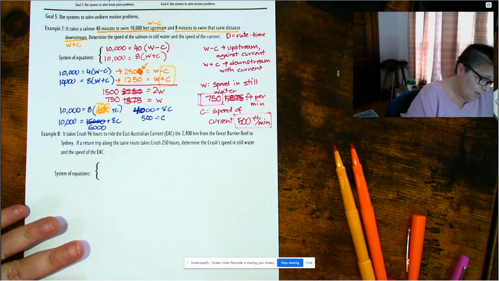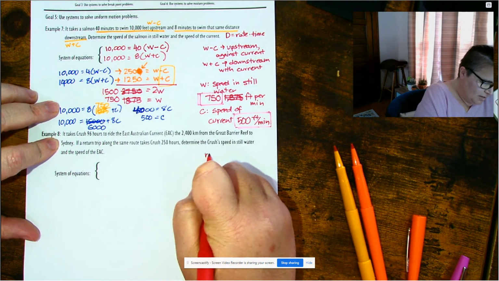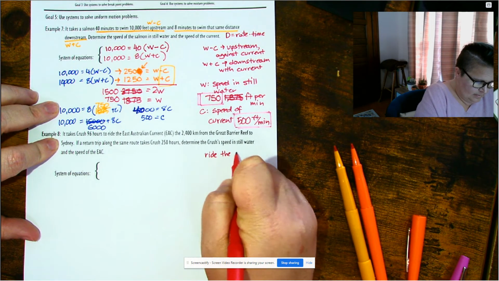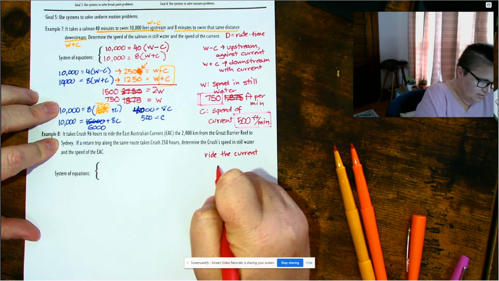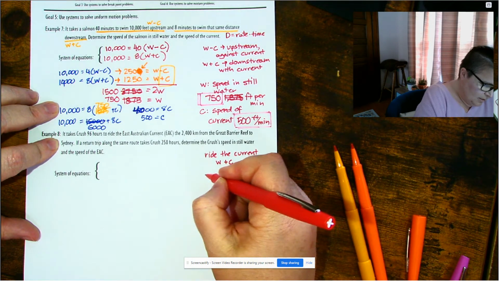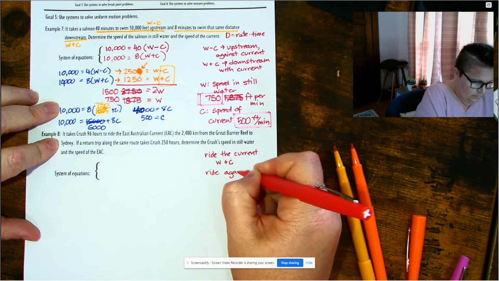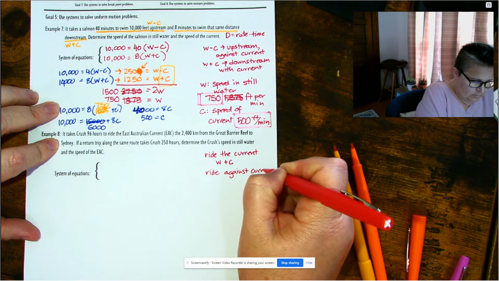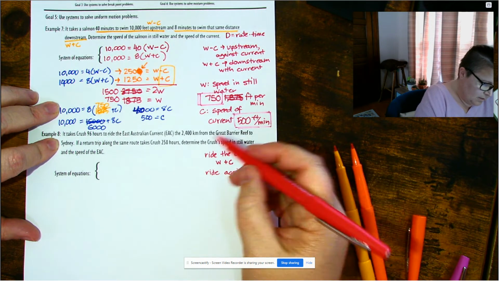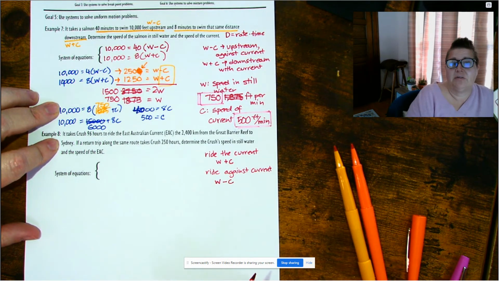All right, so remember that if you're going to ride the current, that means it's going to make you faster. That is the speed of the water plus the current. That's going to be your rate. If you're going to ride against the current, or downstream or upstream, that's going to be the speed in still water minus the current. Okay, again, I'm using W as the speed in still water and C as the speed of the current.